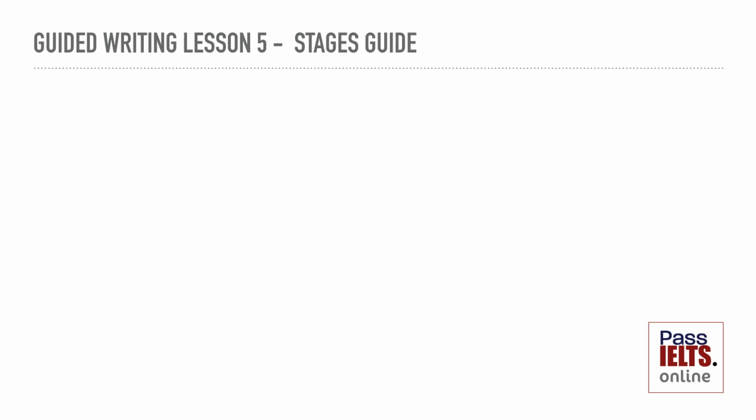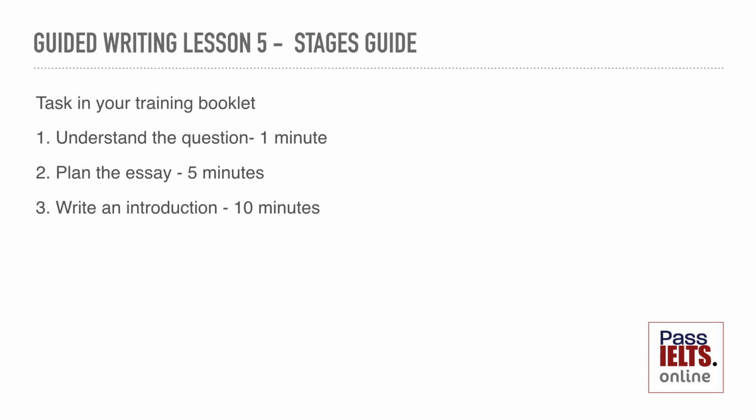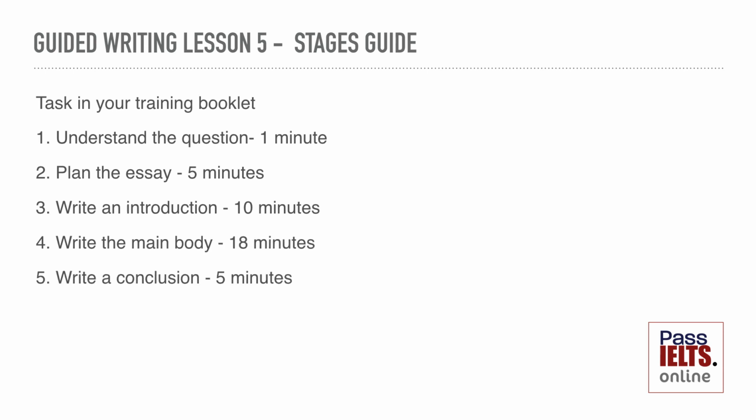Let's just remind ourselves of the timing when writing the answer to part 2. So first of all, you need to make sure that you understand the question. That is 1 minute. Then you can take 5 minutes to plan your essay. You can take 10 minutes to write a clear introduction to your essay, and then about 18 minutes to write the main body. 5 minutes to write a conclusion, and the all-essential minute to check your writing at the end.